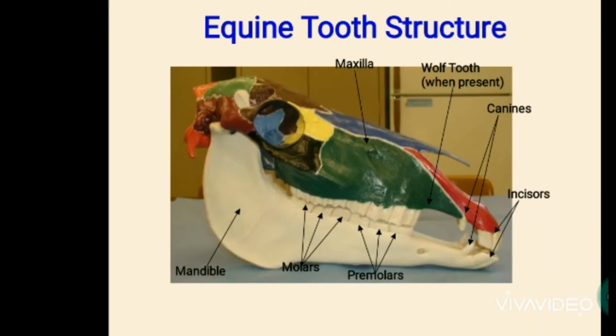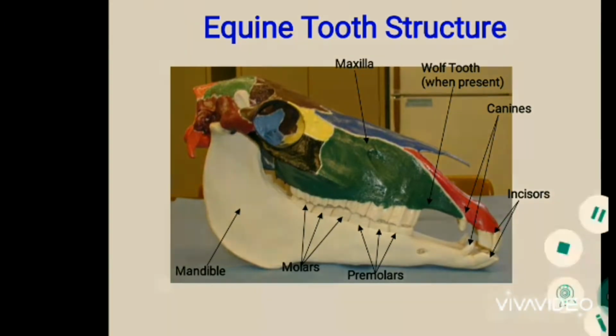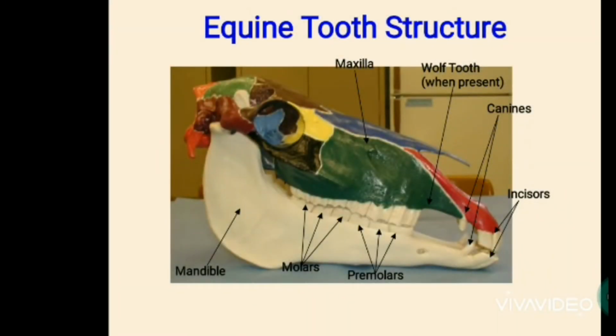Now this is the equine tooth structure. As you can see, the incisors are present at the very front line, very rostrally. Canines are just behind the incisors. Now the premolars, and then the molars. If the wolf tooth is present, then it will be ahead of a premolar tooth in the maxillary bone.